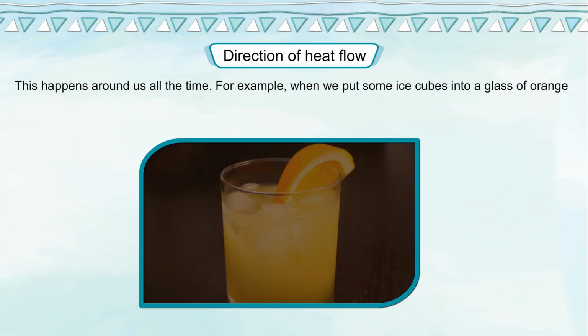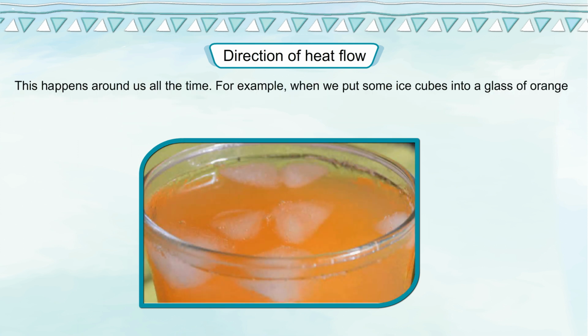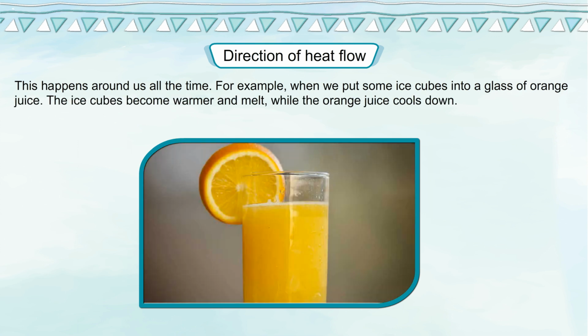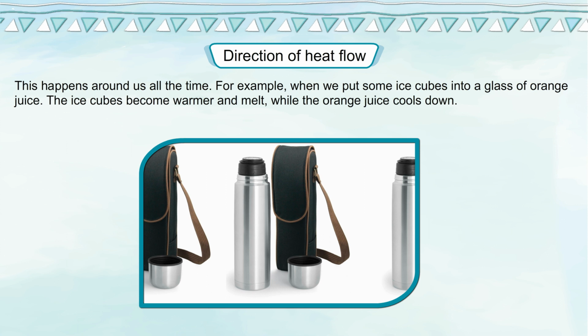This happens around us all the time. For example, when we put some ice cubes into a glass of orange juice, the ice cubes become warmer and melt while the orange juice cools down.